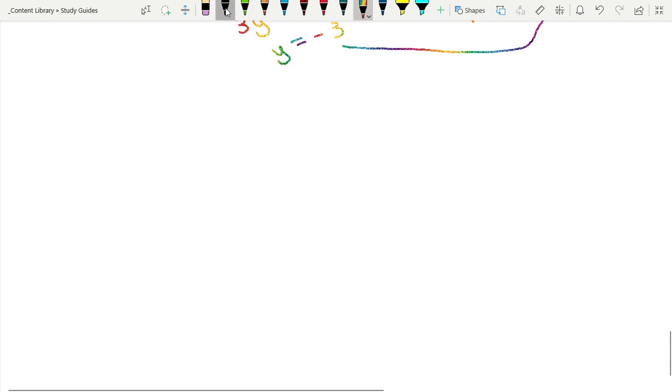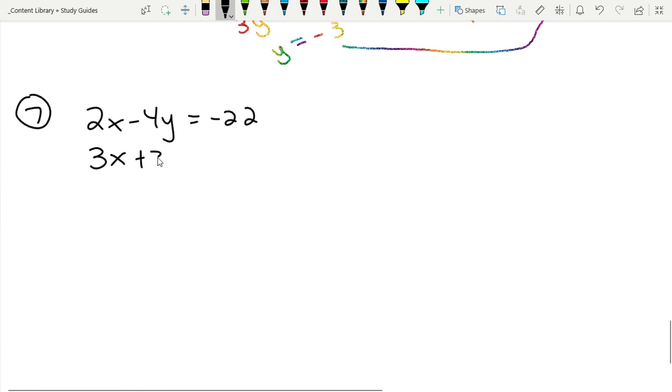Number 7 would be the trickiest one that you're going to see for the elimination method, because here's what happens. We've got a 2x minus 4y equals negative 22, and I've got a 3x plus 3y equals 30. Well, here's the issue. You can't multiply 2 by a number to make a 3, or multiply 3 by a number to make a 4, unless you want to multiply with fractions, which hardly anyone ever wants to do. So what we're going to do this time is we're going to have to multiply both of our equations by a number. So you decide, who do you want to get rid of, x's or y's.